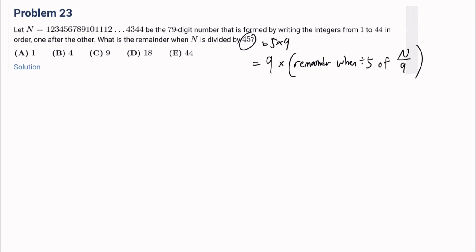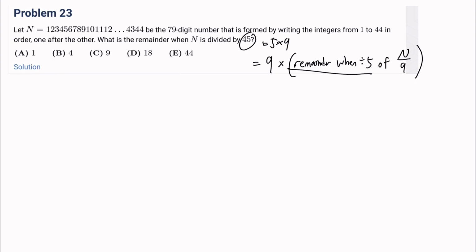N is divisible by 9, right? And so what we have to do is get the units digit of n divided by 9, and see that to get the remainder when we divide n over 9 by 5, and we multiply that remainder by 9. So that's what we have to do.